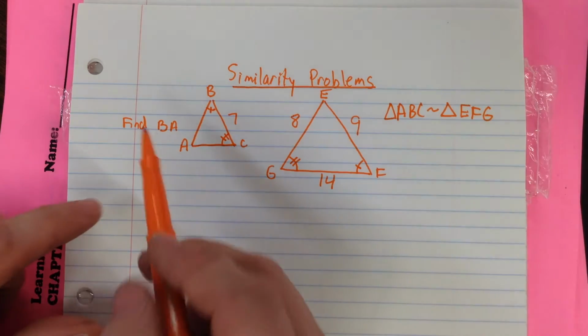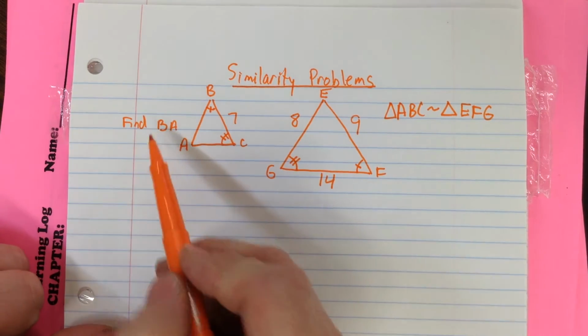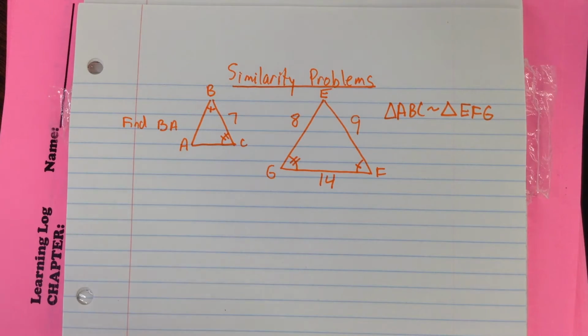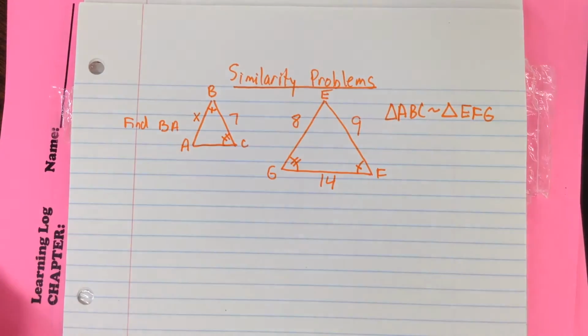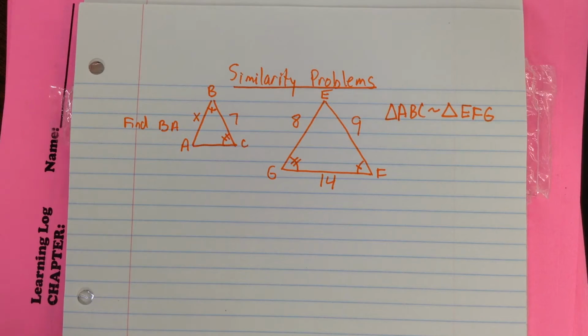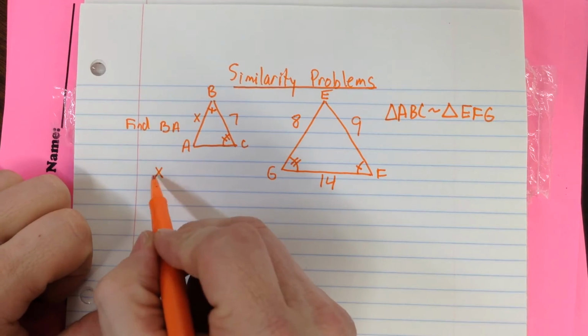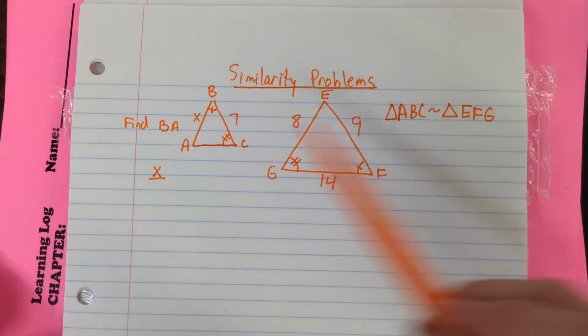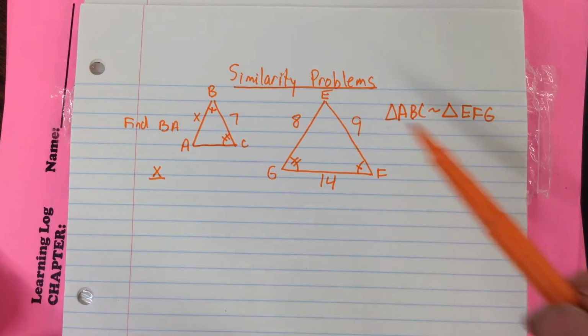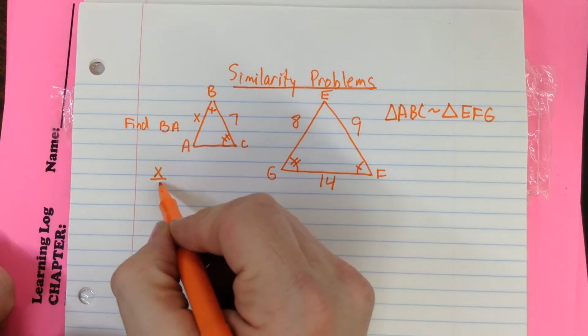So those are equal. I'm asking you to find the length of the segment BA or AB. So we want to know what this is. All right, so all we're going to do is set up ratios of corresponding sides. So AB is what we want. We're going to start with that. And according to this statement, AB matches up with EF. So EF is going to be 9.